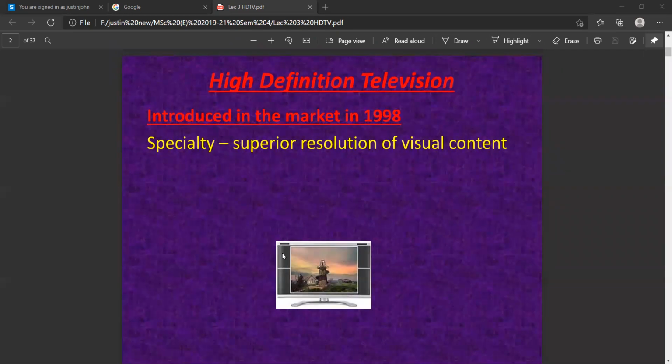The high definition television was introduced in the market in the year 1998. What is the speciality of a high definition television? Well, as the name indicates, it offers superior resolution of visual content than the normal TV. The normal TV is our analog TV.